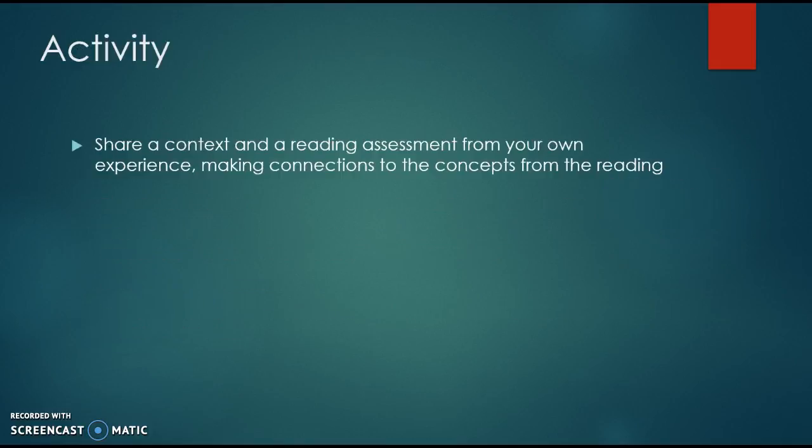I thought a good activity for our learning community would be to share a context and a reading assessment from your own experience, making connections from the concepts in the reading. Looking forward to sharing ideas.